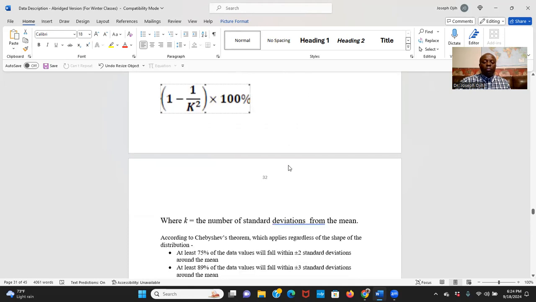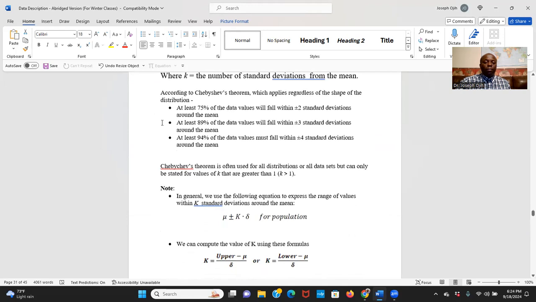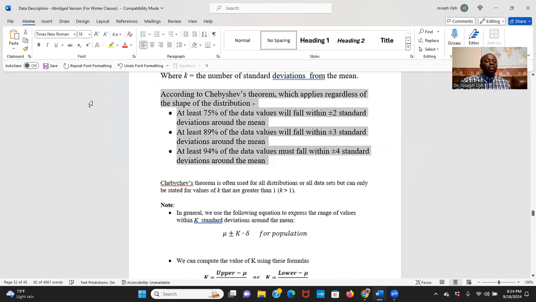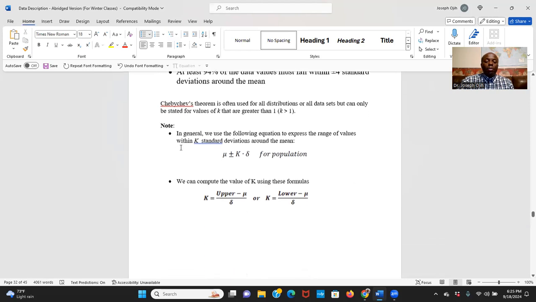Okay. Now, according to Chebyshev, look at what he says. He says here that at least 75% of data values fall within 2 standard deviations of the mean. At least 89% of the data values fall within 3 standard deviations of the mean, and at least 94% of the data values fall within 4 standard deviations of the mean. So, like I said, it can be used for any distribution.